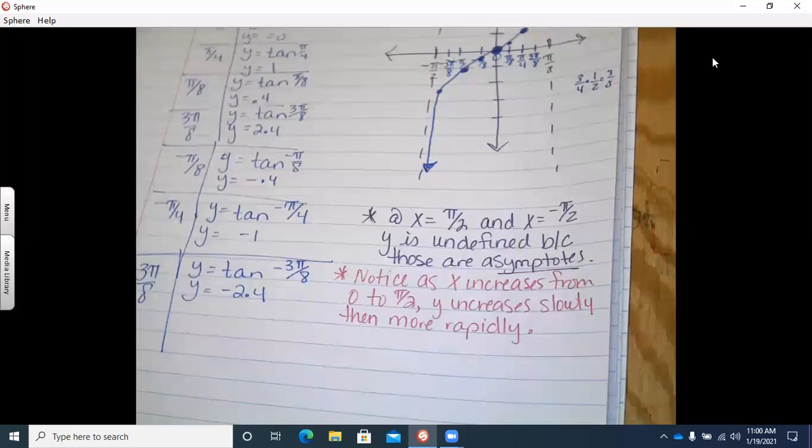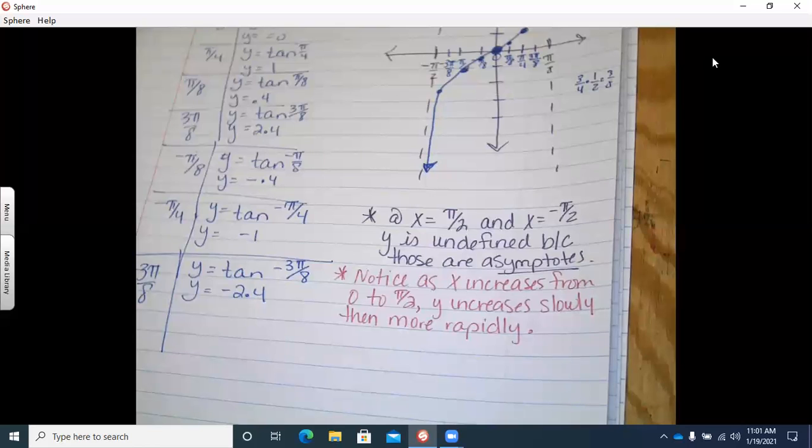Oh, and I said that your domain is all real numbers. Should I have said that? Is your domain really all real numbers? Can your domain contain an x value of pi halves in this graph? No. So this repeats itself over and over, so your domain is all real numbers except all intervals of pi halves. We're going to write all that down on the next example. I just wanted to point that out because it's not exactly true.